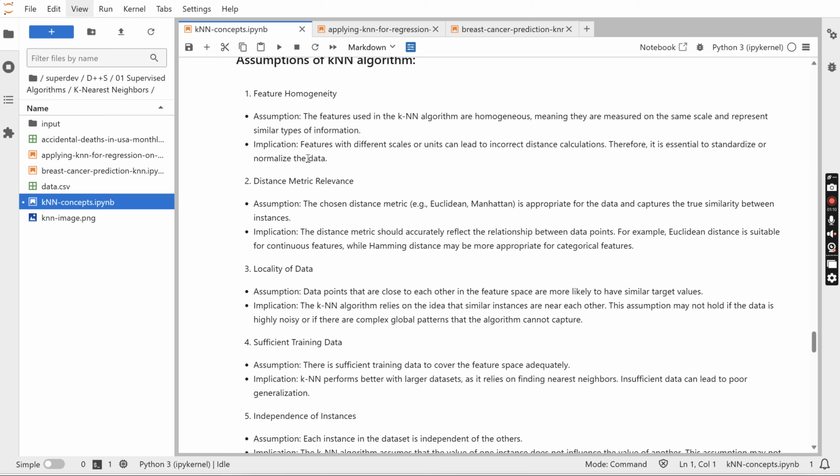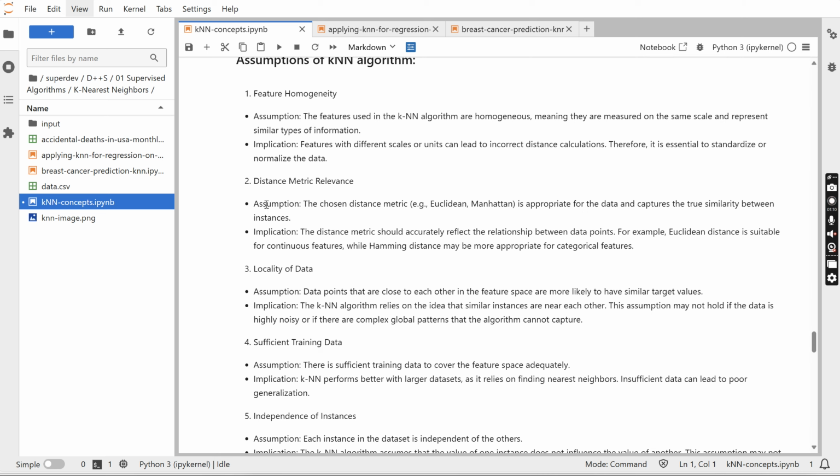That is one. Second thing is, because this is the assumption, the features on different scales will lead to incorrect distance calculations. Hence it is essential to standardize and normalize the data. That is the first assumption.